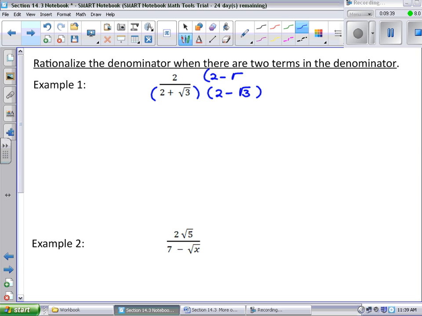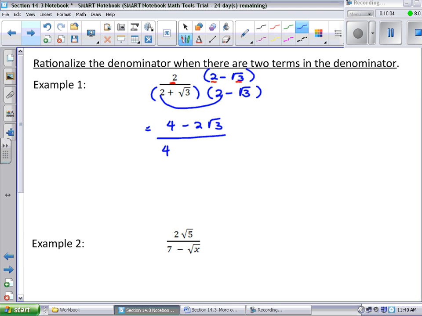2 minus the square root of 3. So when I multiply, I'll have to distribute the 2 with both of these. 2 times 2 would give me 4, and 2 times negative the square root of 3 would give me negative 2 square roots of 3. And then in the denominator, I will have 2 times 2 is 4. The outside and the inside are going to drop out.